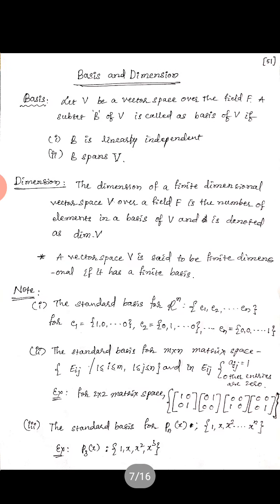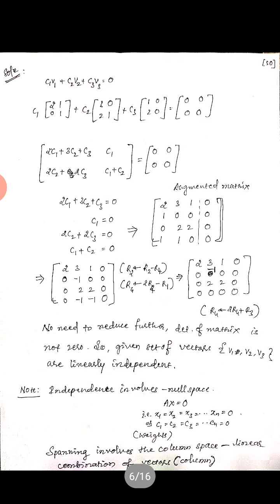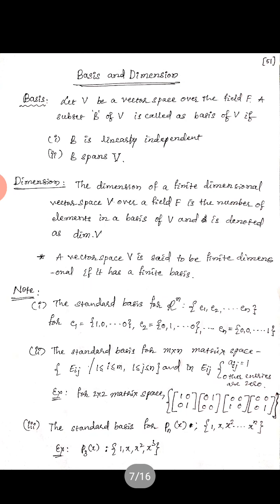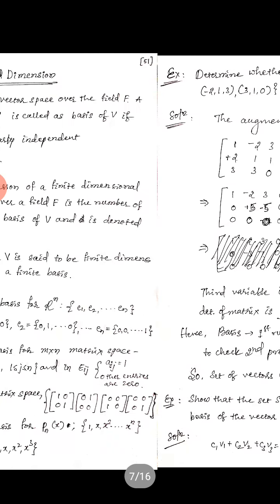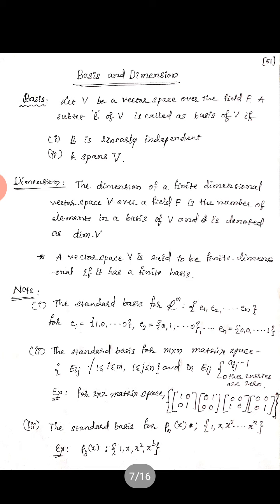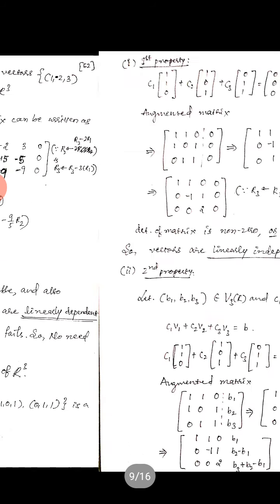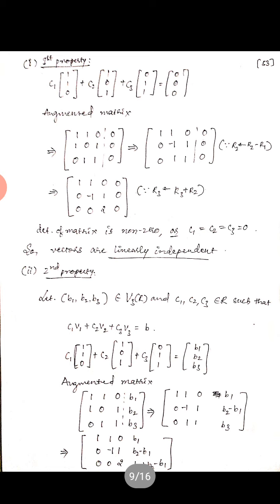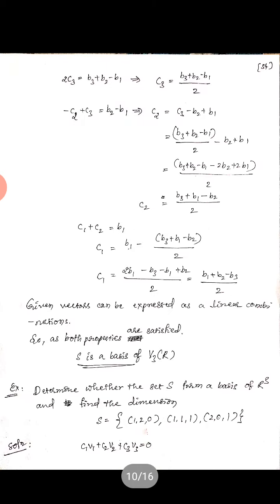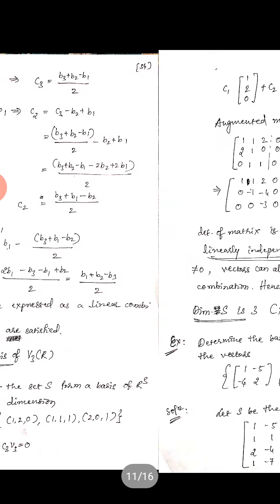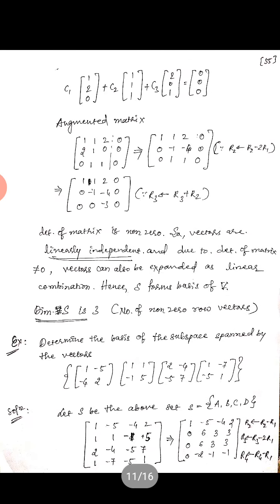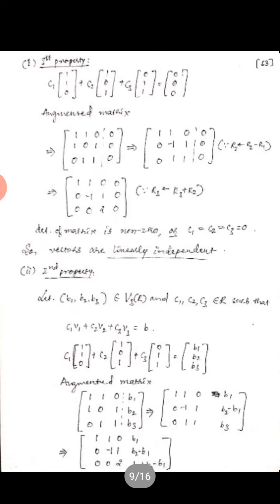After determining dependence or independence, we can calculate the basis and dimension. Dimension is nothing but the number of elements in the basis. To calculate the basis, after knowing it is independent, instead of 0 we take the b term, equate the row reduced form to the b term, and get the values of c1 c2 c3. So this is how linear dependence, independence, basis and dimension work.